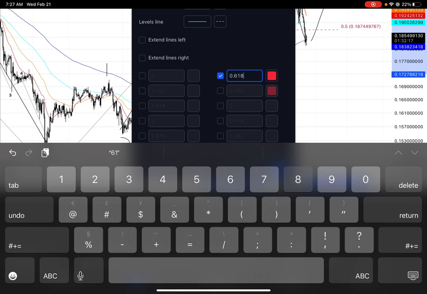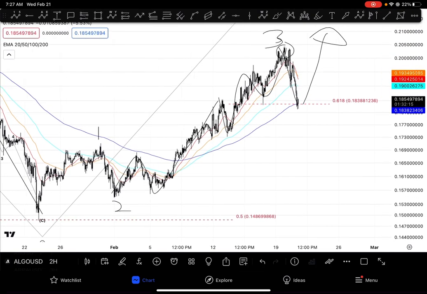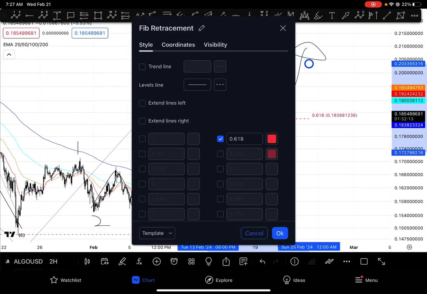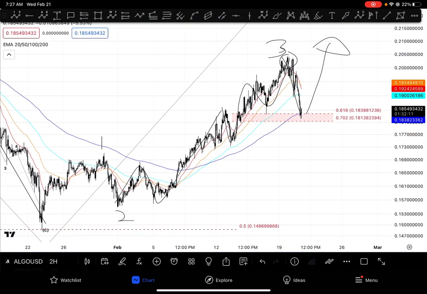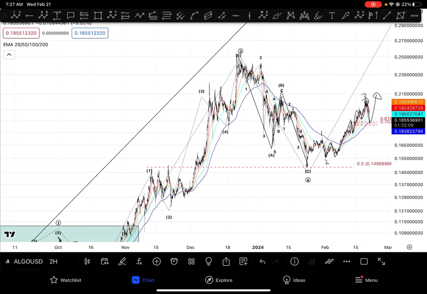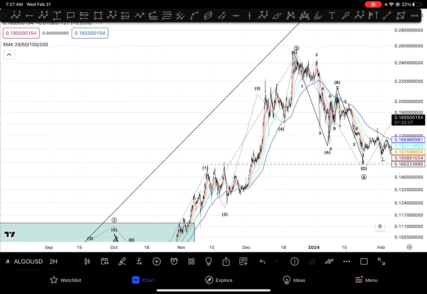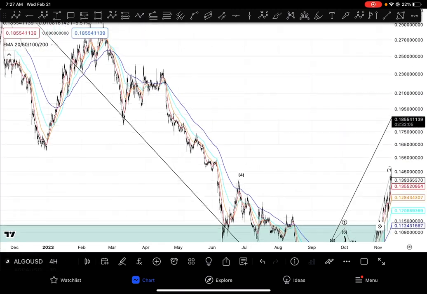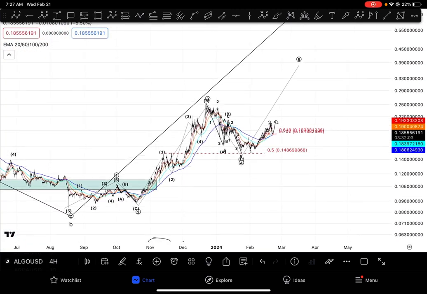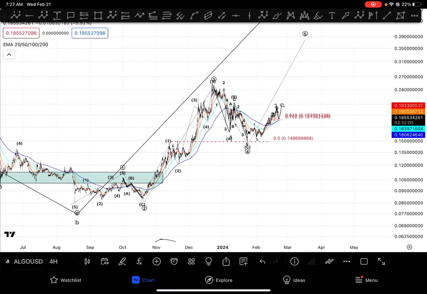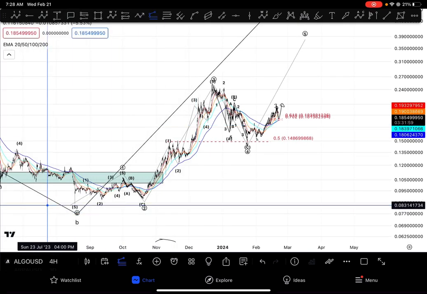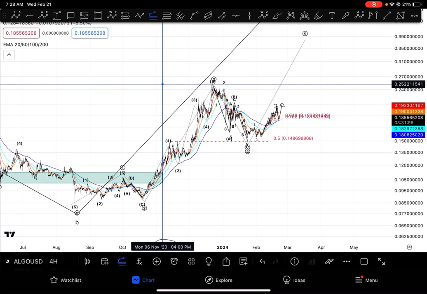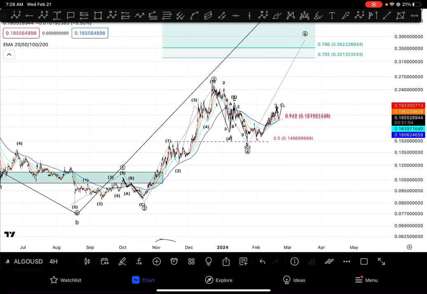So remember, this is the 2-hour time frame, so don't get confused on what I'm trying to show you here. This is just a very minute part of the chart. But I want to let you know we are going up for our wave 5. Now our wave 5 would likely take us around that 33 to 70 cent region.